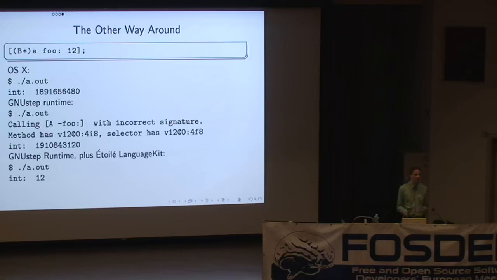With Étoilé, which is a project to build a desktop environment on top of GNUstep, we actually go one step further, and we use some of LLVM's JIT compiling stuff. And we now insert a fix-up method which says, you did it wrong, but don't worry, we know what you mean.